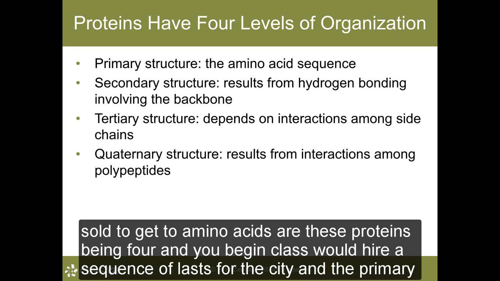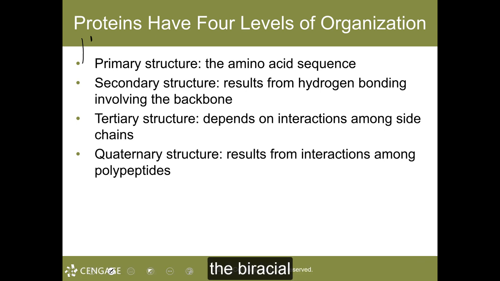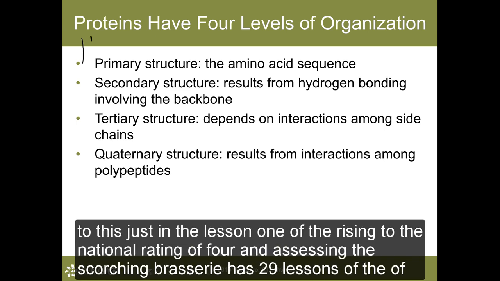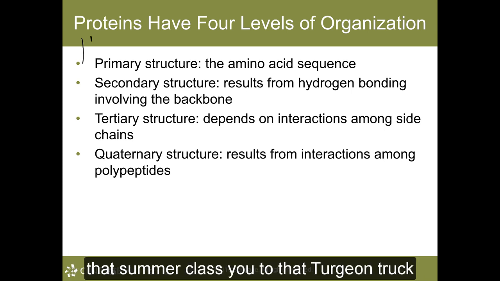So to get to amino acids, or at least proteins being formed, you begin, class, with the primary sequence of amino acids. I'll say again, the primary sequence of amino acids. You might even see me write it as being one prime, the primary structure. So that's just the amino acid number one, amino acid number two, amino acid number three, amino acid number four. And let's just say if this protein, class, only has 29 amino acids, that'll be, of course, going from amino acid number one to amino acid 29. Then from there, class, you get to that tertiary structure.